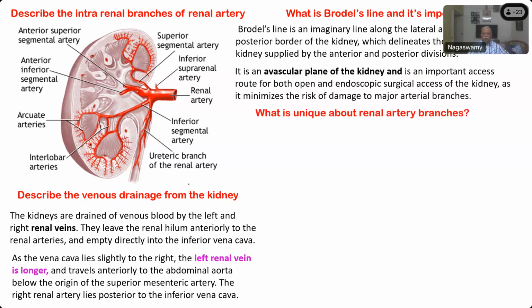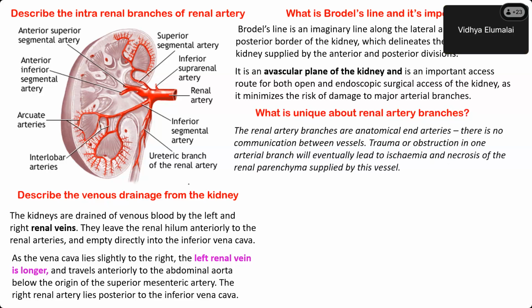And what is unique about renal artery branches? Do they have anything special? Do they have intercommunications? Yes, sir. They are anatomical end arteries. There is no communication between vessels. Trauma or obstruction in one arterial branch will eventually lead to ischemia and necrosis of the renal parenchyma supplied by this vessel. This is a very, very important knowledge.